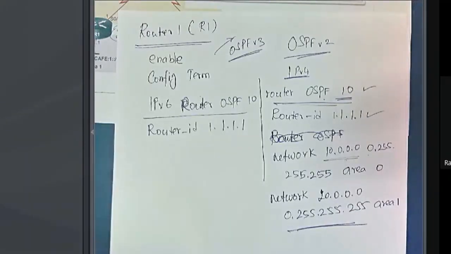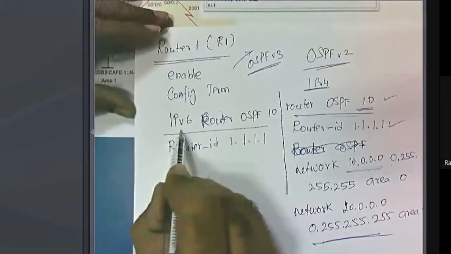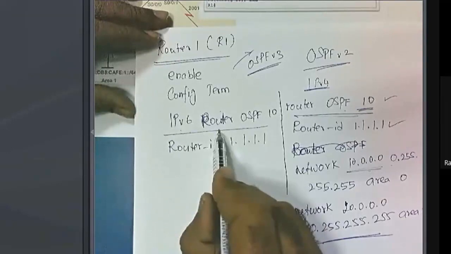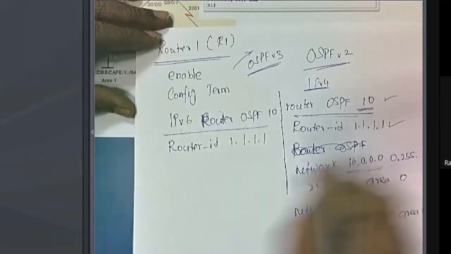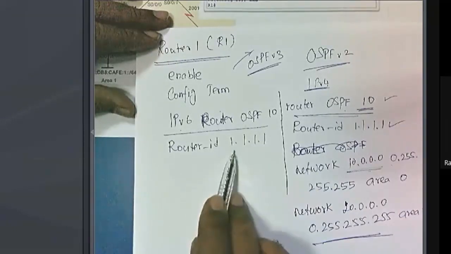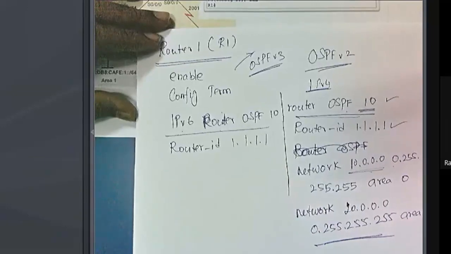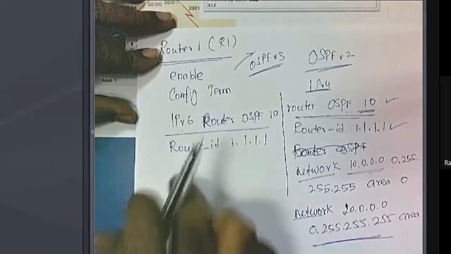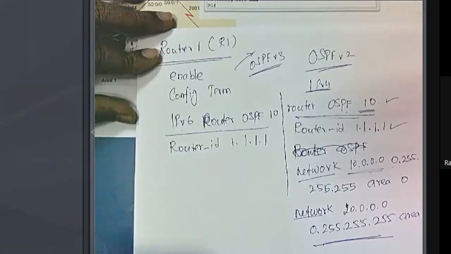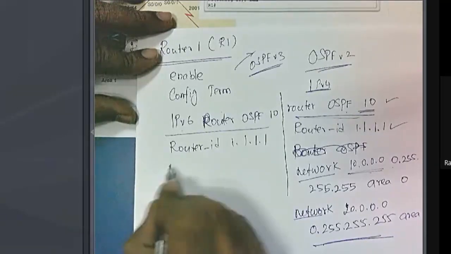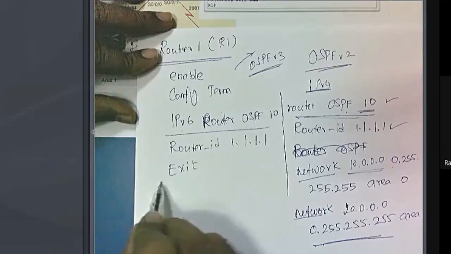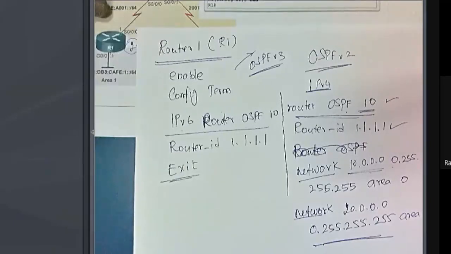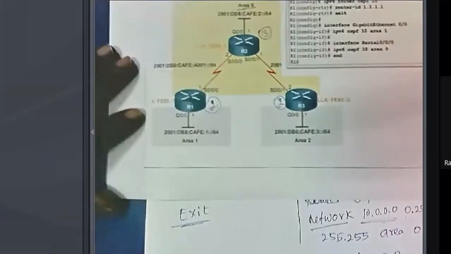Now come to IPv6. In IPv6, you have to use the word IPv6 here: IPv6 router OSPF, the same thing. Then router ID. Then the very important thing is you are not going to give network here. This is easy. What you have to do is give exit. Now you have to go for every interface.